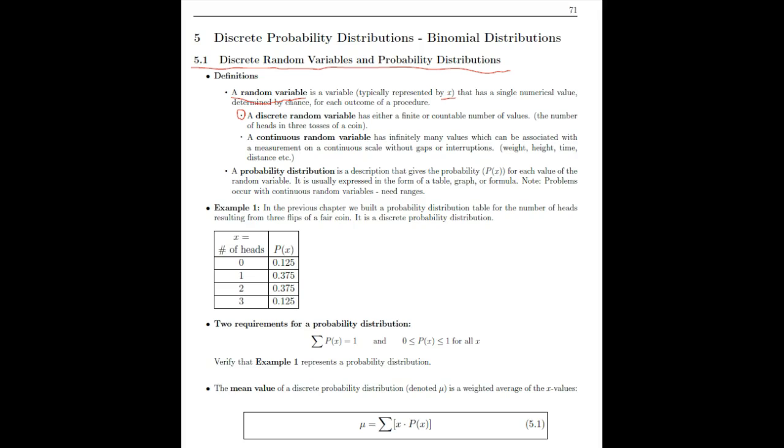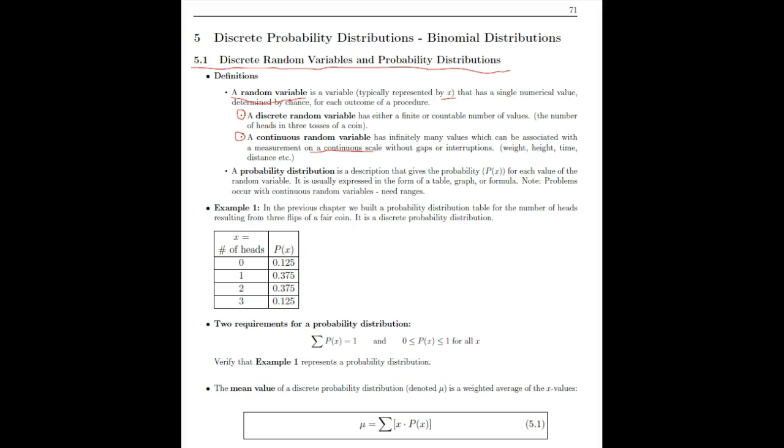For example, the number of heads in 3 tosses of a coin would be finite or countable, because the answer would be 0, 1, 2, or 3. As opposed to continuous random variables, which we're not going to study this chapter but will study in Chapter 6, are variables that can have infinitely many values, and they can be measured on a continuous scale without gaps or interruptions.